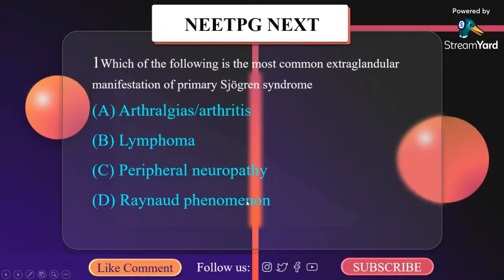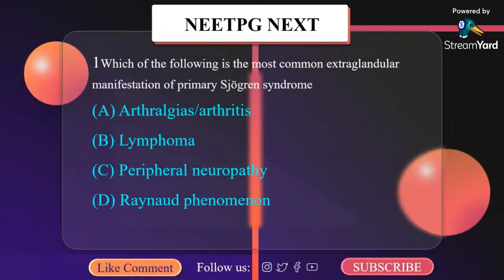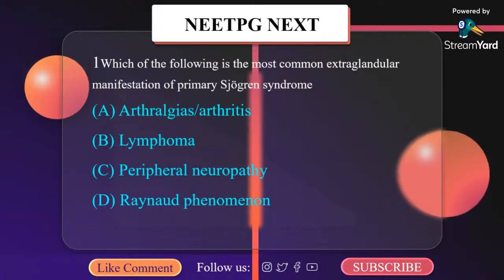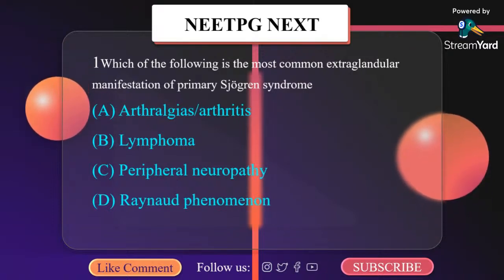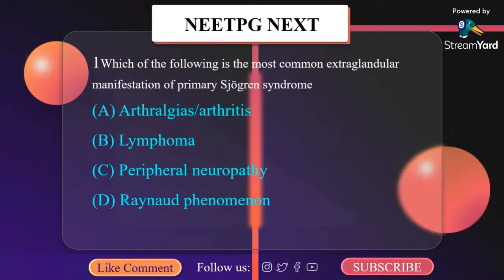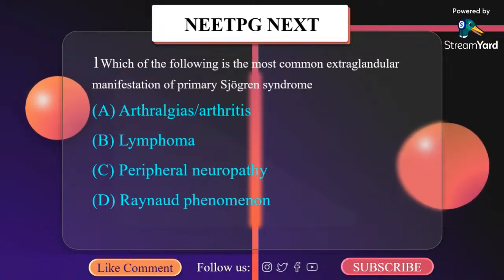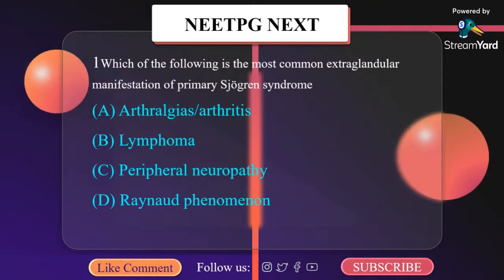Which of the following is the most common extraglandular manifestation of primary Sjogren's syndrome? A. Arthralgias, arthritis. B. Lymphoma. C. Peripheral neuropathy. D. Raynaud's phenomenon. What do you think is the correct answer here?